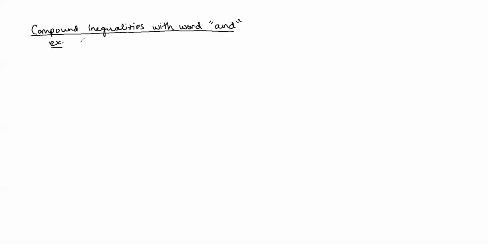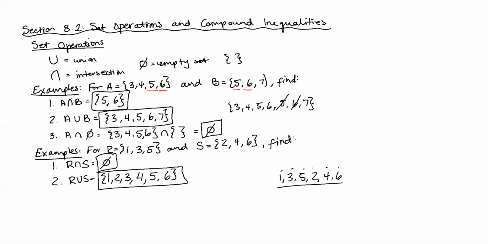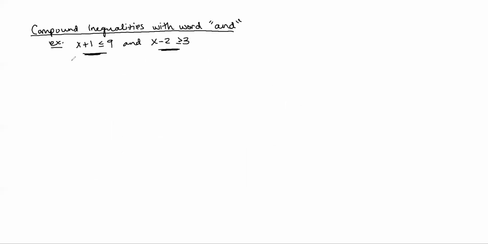If we take the example x plus 1 is less than or equal to 9, and x minus 2 is greater than or equal to 3, this is saying whatever solution we get has to satisfy this first inequality and the second inequality. So it has to satisfy both, which, if we think back to our intersections over here, is exactly what an intersection is. It's the set of numbers that goes into both of these sets. So this just means that we are looking for the intersection.